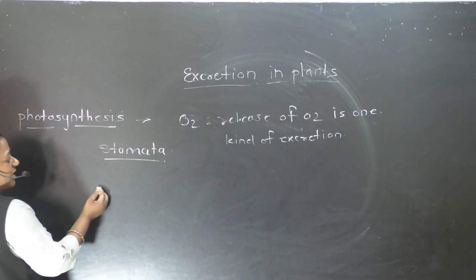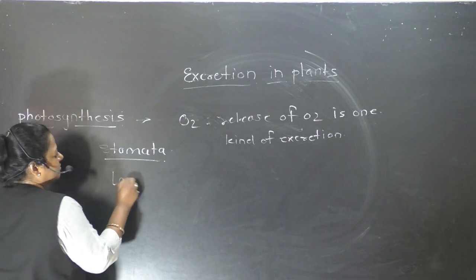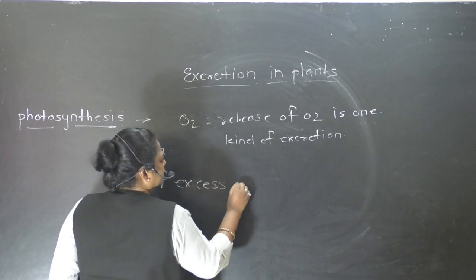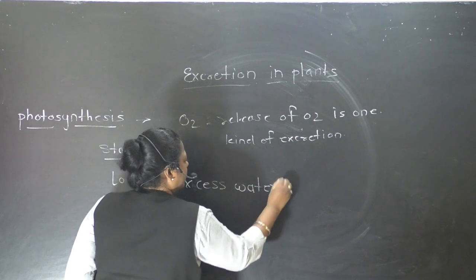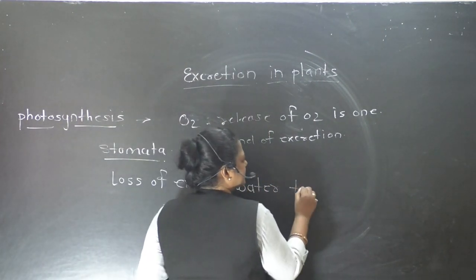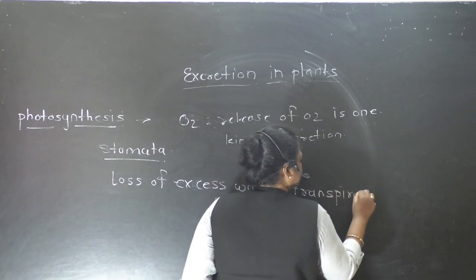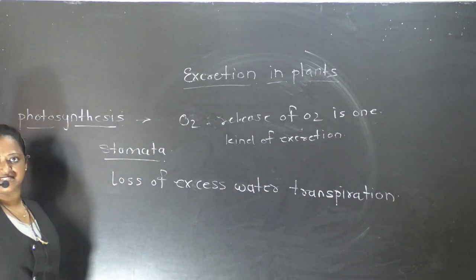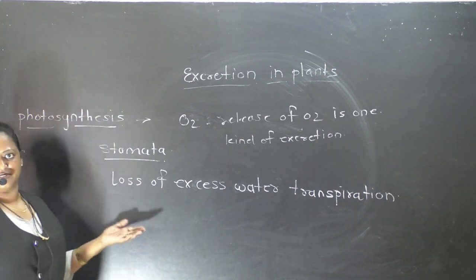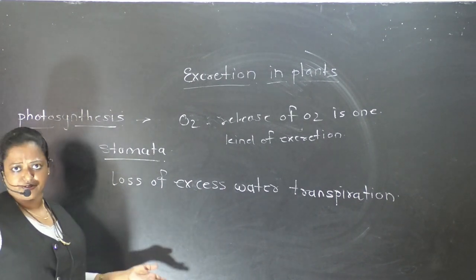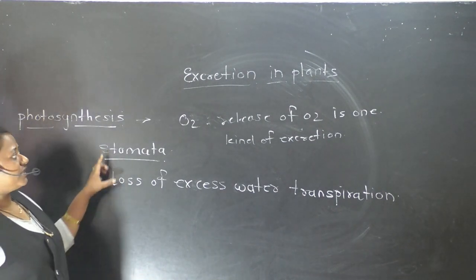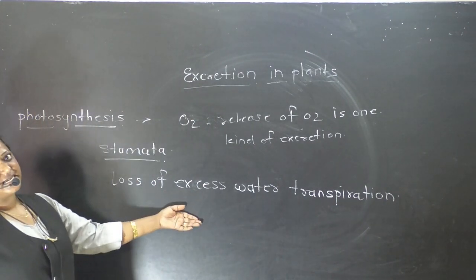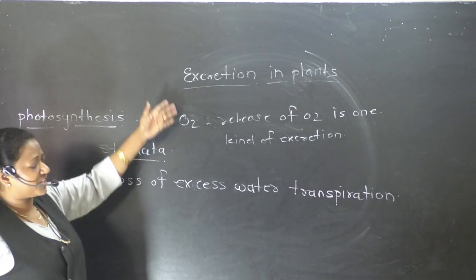Another function of the stomata is loss of excess water. Loss of excess water is called transpiration. So during the rainy season, the loss of excess water takes place, and this is also one kind of excretion because there is a loss of excess water. So the stomata performs an important role in the exchange of gases, meaning giving out oxygen, as well as loss of excess water, and that process is called the transpiration process. So this is one kind of excretion in plants.